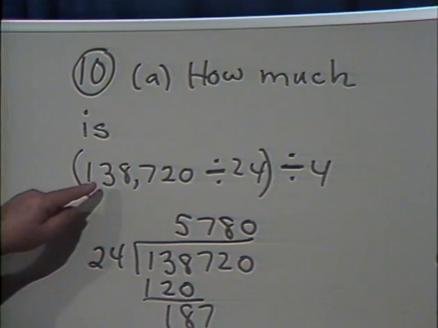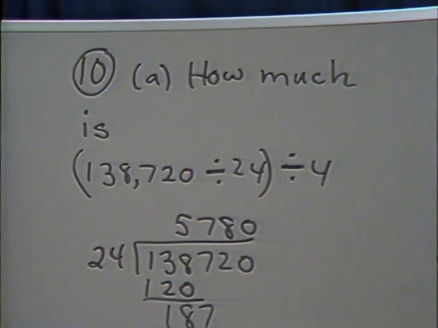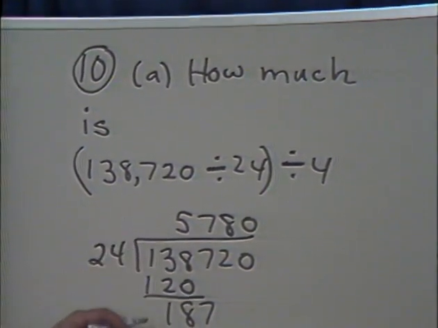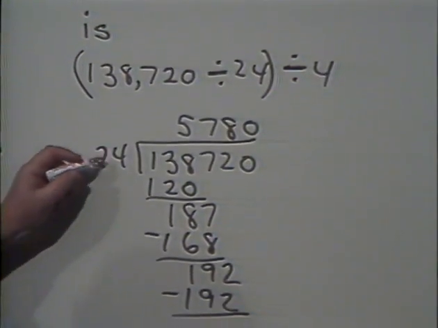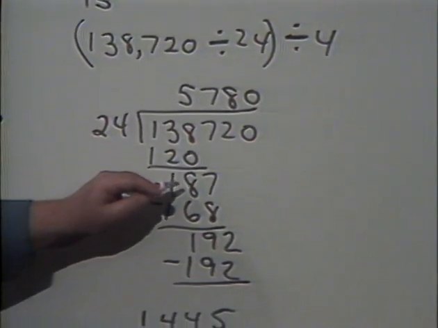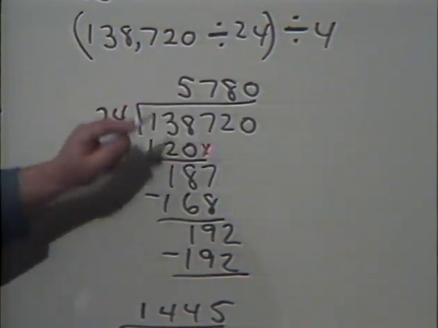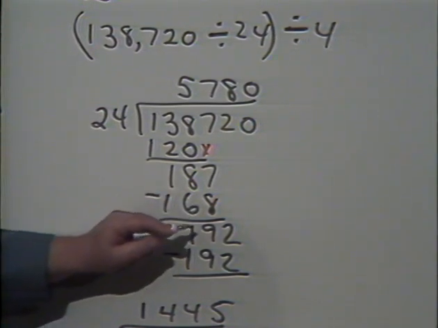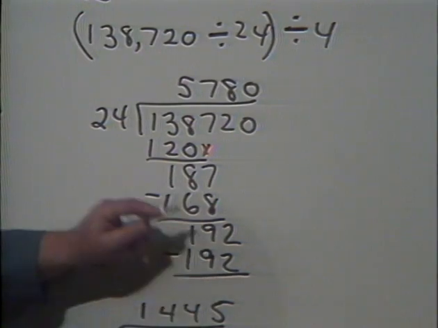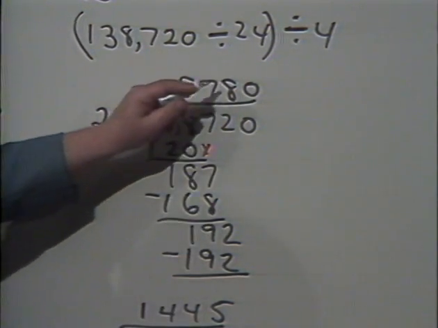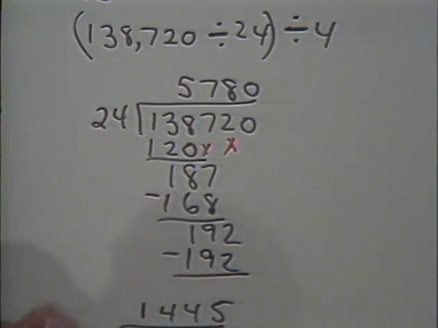So part A says, take 138,720 and divide that by 24. So that's what I do over here. This is just, again, for you to check out. See, 24 goes into 138 5 times. 5 times 24 is 120. I subtract, I get 18. I bring down the 7. 24 goes into 187 7 times. 7 times 24 is 168. I subtract 168 from 187. I get 19. I bring down the 2. 24 goes into 192 8 times. Okay, I brought down the 2. 192 from 192 is 0.